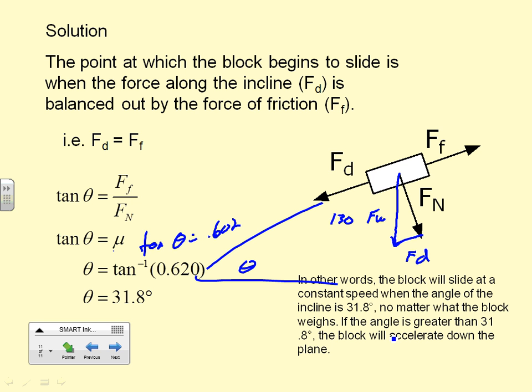If the angle is greater than 31.8, the block will accelerate down the plane. Having said that, if I put the ramp at 31.8, the object wouldn't move until I gave it a little push, because remember, starting friction and sliding friction are different, and we're talking about sliding friction. So you have to get it going, and then once you've got it going, it would continue at that constant speed.